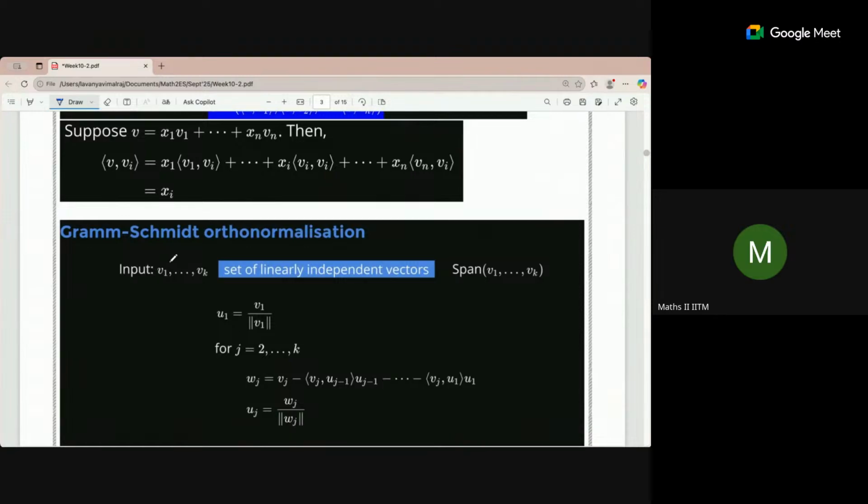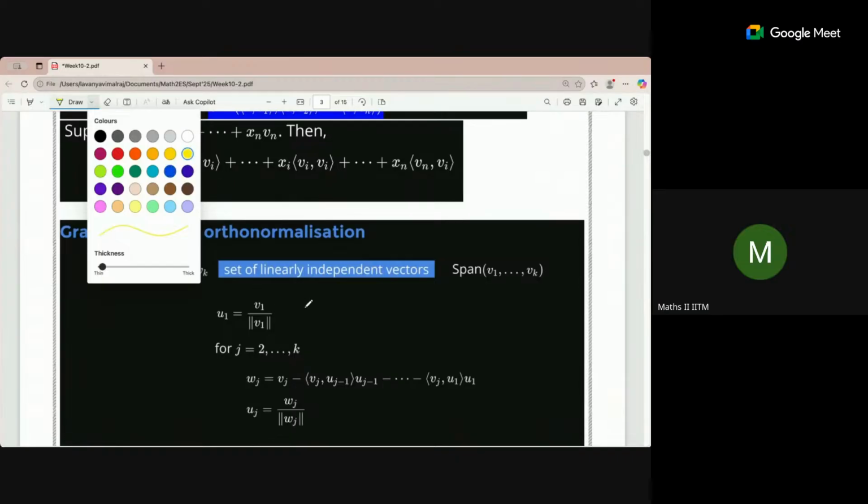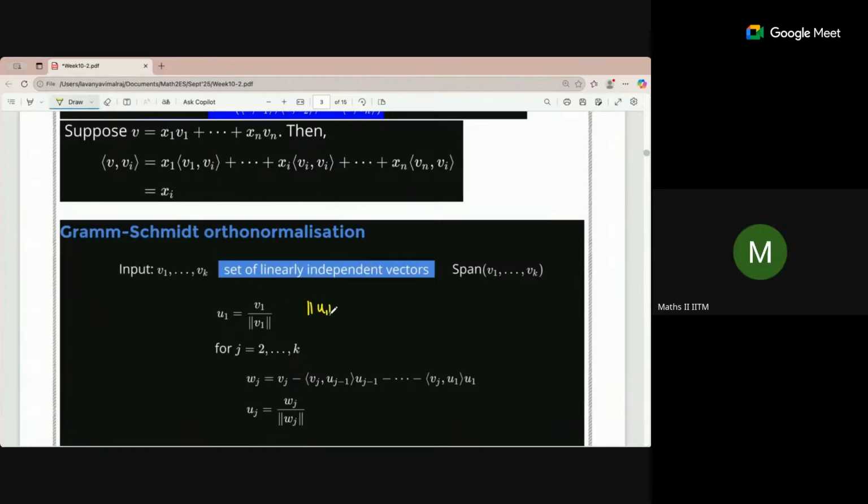The first step is that you take this vector v1 and normalize it to get u1. So what is the norm of u1 here? I have already told you about this yesterday. So that would be 1, I guess. Yes, right, because we are normalizing. When you take the norm, it is simply 1.